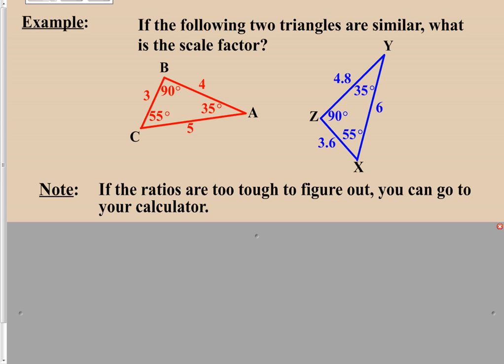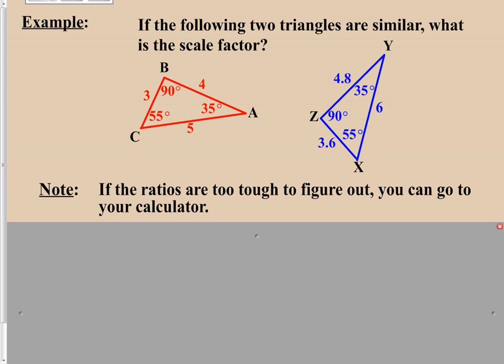Okay, so let's take a look at another example. If the following two triangles are similar, what is the scale factor? So we have two triangles here, and there's a lot of information in there, so get that copied down. And while you're copying it down, I want you to consider this note.